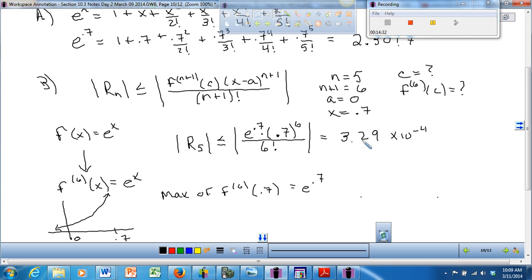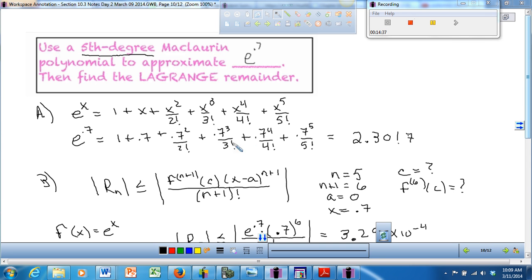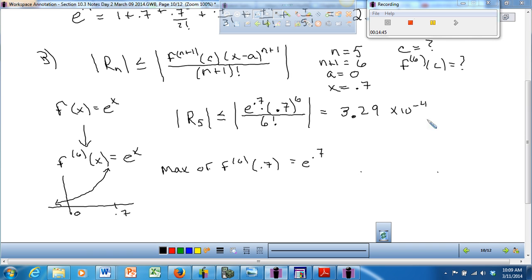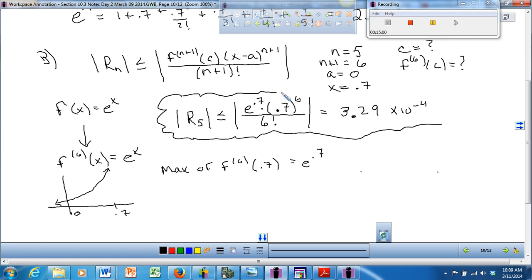Yeah. Good. All right, so what does that mean? Well, that means my approximation up here of e to the 0.7 being 2.3017 is less than 3.29 times 10 to the negative 4 off of the actual value. Okay? That is the maximum error in this interval. It can't be bigger than 3.29 times 10 to the negative 4, because we found the biggest value of the derivative in that interval.